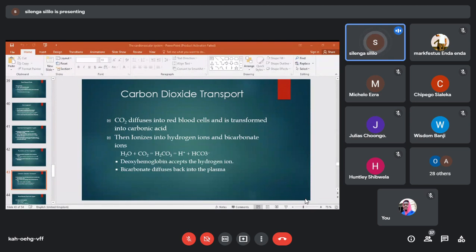I hope the story is making sense. So when you are talking about the exchange of oxygen and carbon dioxide in the capillaries of the tissues, what really comes back is not the carbon dioxide in the blood. What really comes back is the hydrogen that is gotten, and the bicarbonate just diffuses into the plasma. So carbon dioxide is transported as hydrogen ion and bicarbonate ion from the tissue, and it is now in the red blood cell. So the red blood cells are the ones that transport carbon dioxide from the tissue.